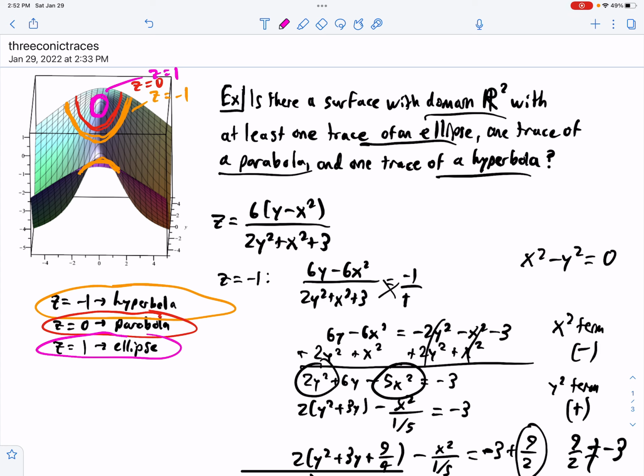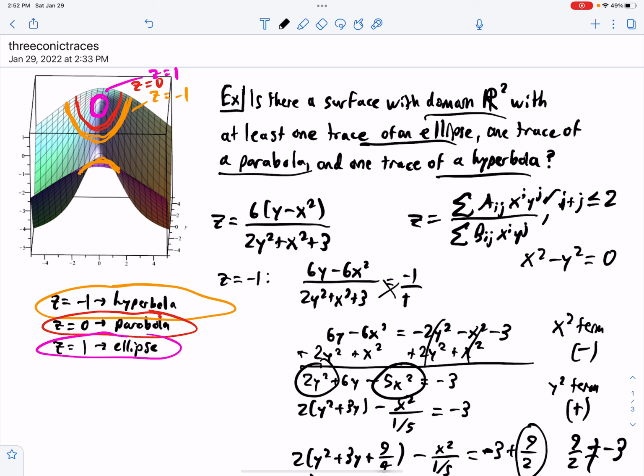And in general, if you wanted to have the traces work out in different ways, generally speaking, you take a summation of a sub ij's, x to the i, y to the j, over a summation of b sub ij's, x to the i, y to the j, and you just kind of fiddle with numbers where i plus j is allowed to be no bigger than 2 in this summation. Actually, in both summations, you're not allowed for the i plus j's to exceed 2. Otherwise, you're not going to get a quadric surface anymore. When you set z equal to any real number, it would be a kind of cubic type of curve.